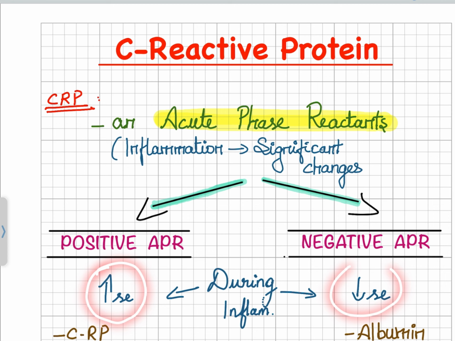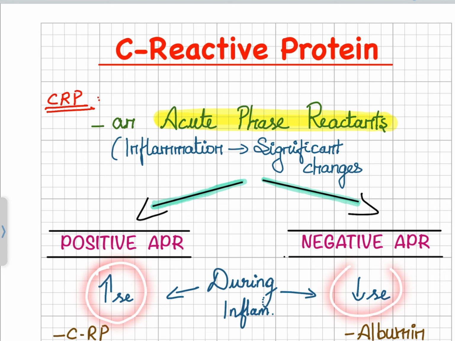The topic to be discussed is C-reactive protein. We commonly call this CRP. For reminding points about CRP, keep in your mind a sequence A, B, C. A goes for acute phase reactants.